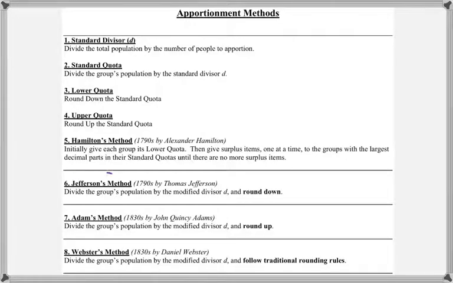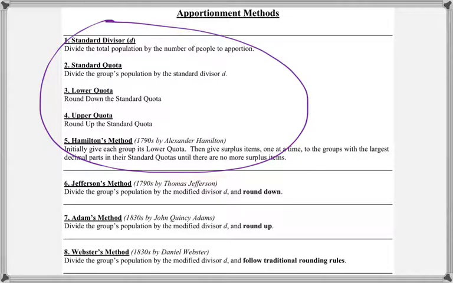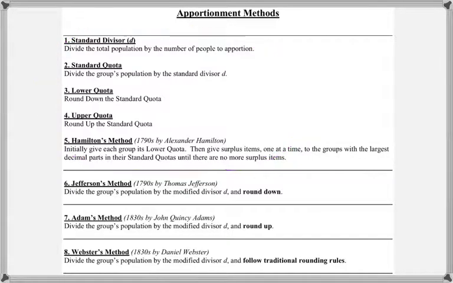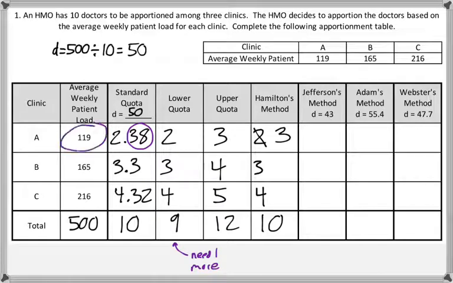Next we are looking at Jefferson's method. And for Jefferson's method, we do not need to know 1 through 5. So we don't care about the standard divisor, we don't care about the standard lower and upper quota, and we don't care about Hamilton's method. So we are basically starting over. So we want to divide the group's population by the modified divisor D and then round down. So I'm going to take the population 119 and divide it by the modified divisor 43 and then round down.